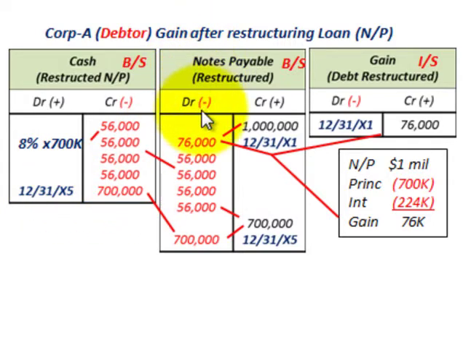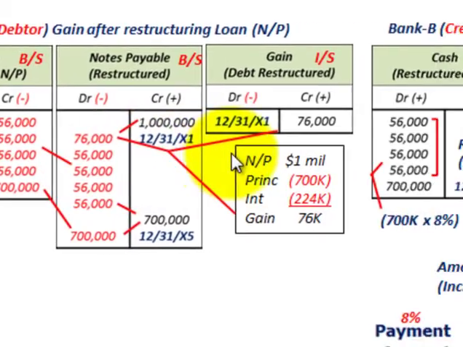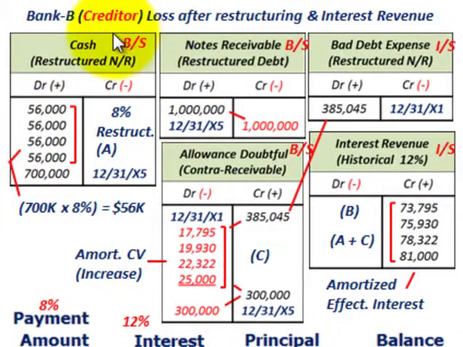Okay, so that takes care of Corporation A, the debtor. So let's move over to Bank B, the creditor. We're going to have a loss after restructuring, and we're also going to have this interest revenue. So again, let's start with our bad debt expense on the restructure of this notes receivable. That's going to be our loss. So what we would have done here is debit, or increase, our bad debt expense by the amount of that loss, based on that present value calculation that we made of $385,045. Okay, so that is again at the restructuring date, 12/31/X1, bad debt expense on our income statement.